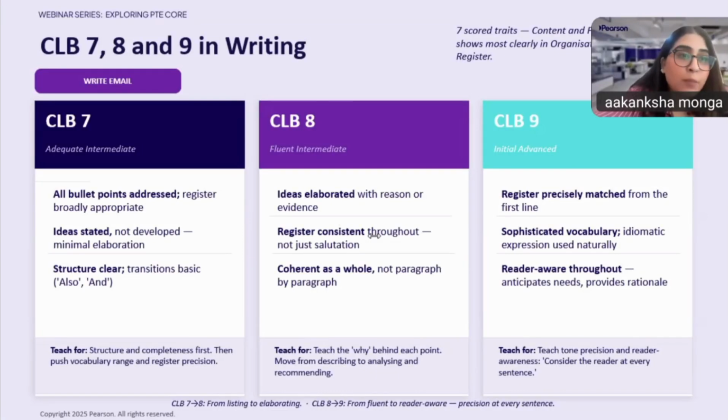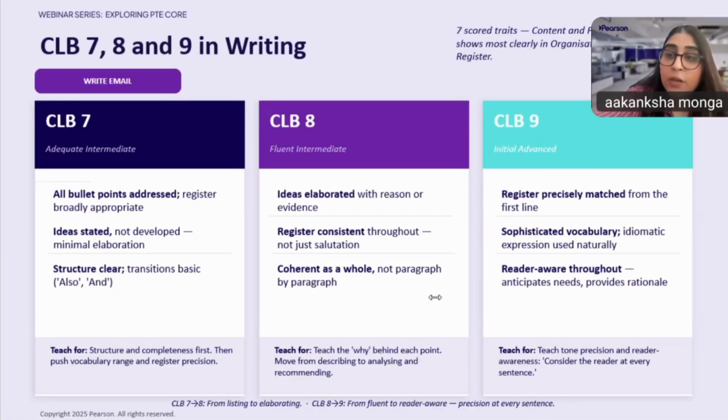If your students, as some of you have mentioned, are producing answers at a CLB 8 level, that means that there is some elaboration, there's some reasoning for the ideas. The register once again is consistent. Their email is consistent and coherent, not just each paragraph on its own, but it's reading cohesively and coherently overall, from start to end.